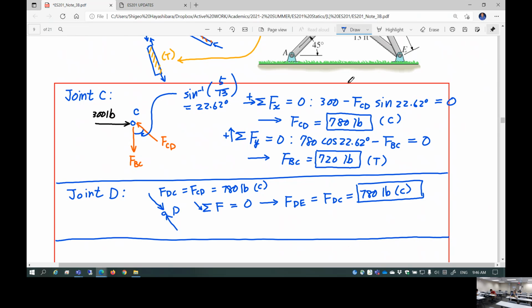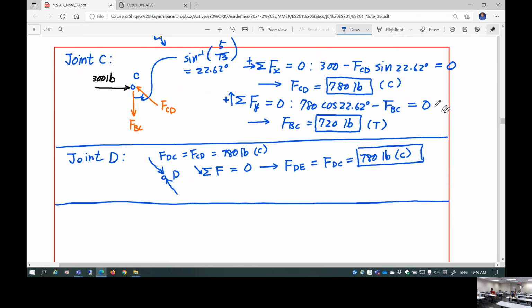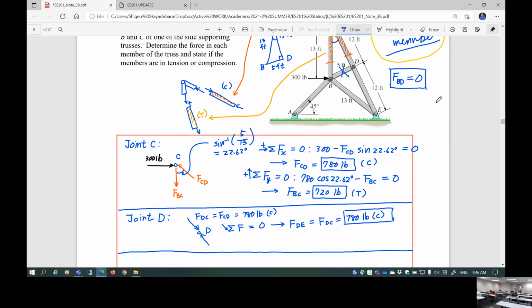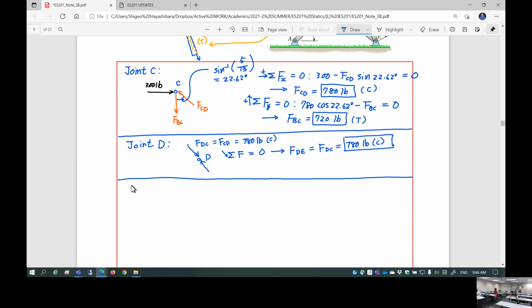So far, we found this and this and that. This and this and that. So we want those two. Obviously, joint B is the next choice. So we're going to choose joint B. Let's zoom in, zoom out here. So far, this member I know, this member I know, this member I know. So let's choose this one to find out the rest of the two members. Joint B.